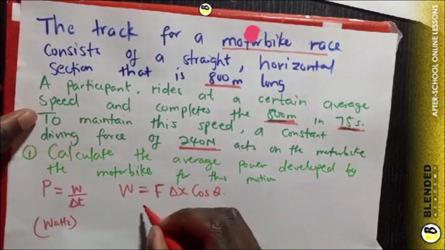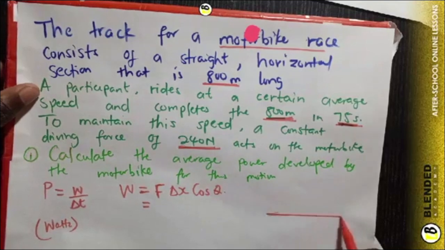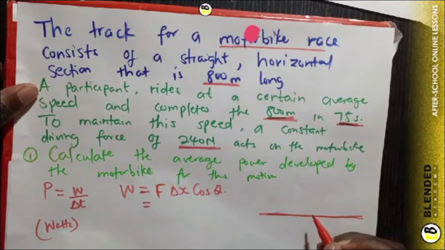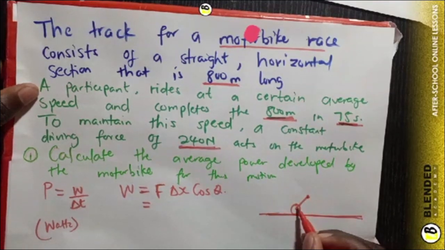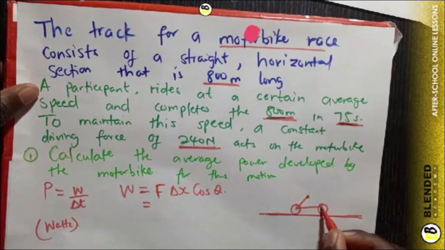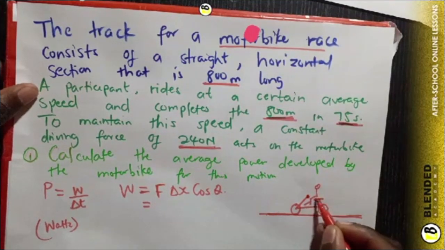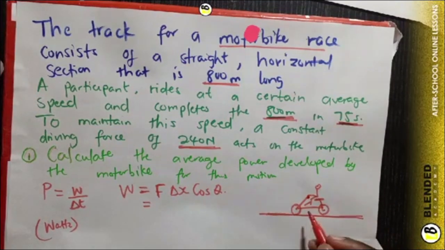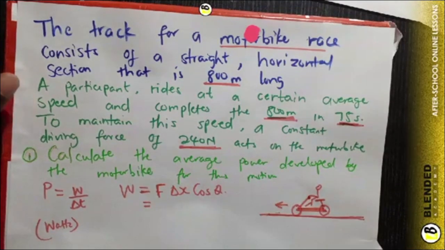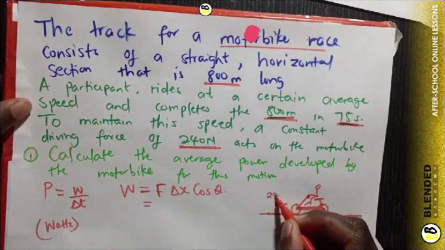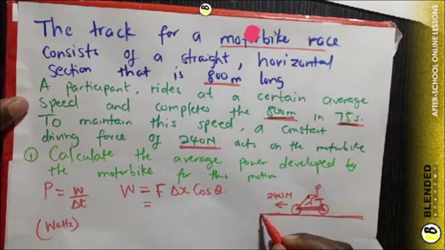So now in this case, let me just draw a simple diagram here to show you how this scenario actually looks like. Okay. So I'll draw a small bike here. Right, that's a small bike. That's the guy riding the bike there. Okay, well, it's a motorbike. All right, and it's going towards that direction, applying a force of 240 newtons, going towards that direction. And now the whole track is 800 meters.